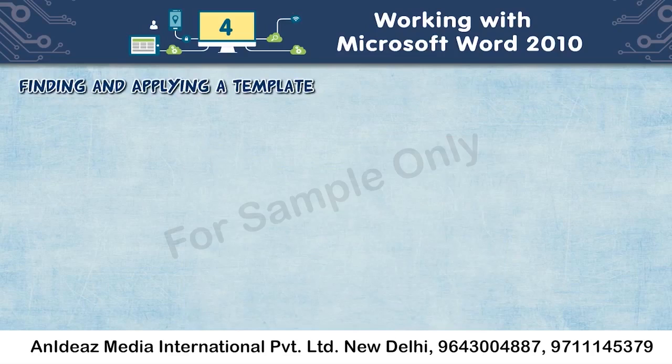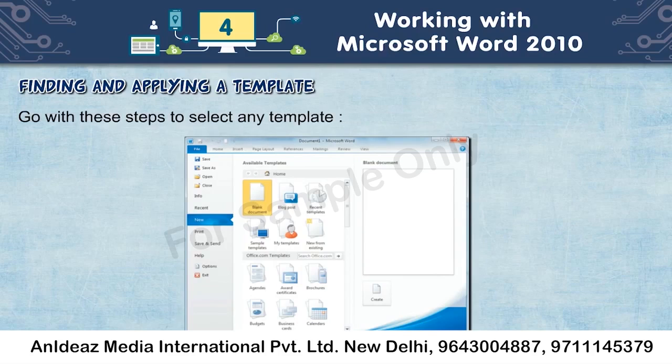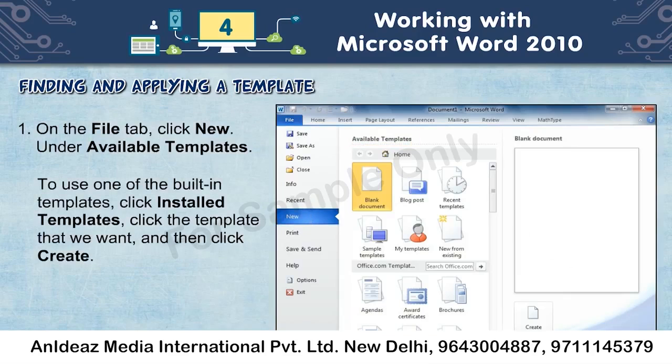Finding and applying a template. MS Word 2010 also allows us to apply built-in templates. We can type text in it. Go with these steps to select any template. On the File tab, click New. Under Available Templates, to use one of the built-in templates, click Installed Templates. Click the template that we want and then click Create.